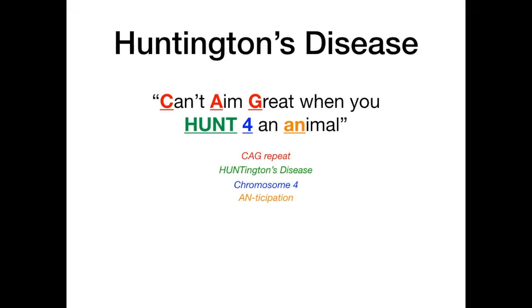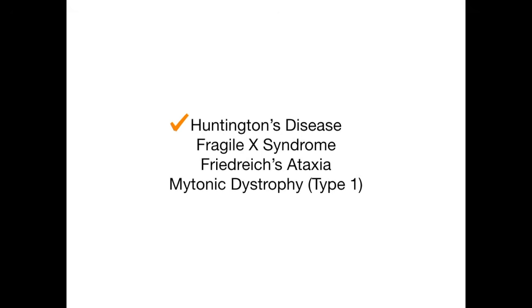You're just not going to be able to do it. If you have psychosis or dementia, probably not going to be able to aim great, right? So understanding the symptoms of Huntington's also ties in to my awesome mnemonic. So that's Huntington's disease, where you can't aim great when you hunt for an animal. That's all you need to know about Huntington's disease.